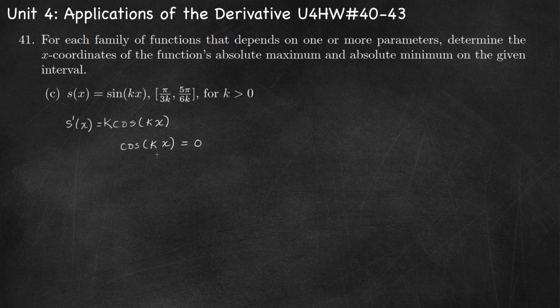And then cosine is 0 at pi over 2 plus multiples of pi. So that means that kx would equal pi over 2 or 3 pi over 2, and then plus multiples of pi from that. So plus pi, I'm not going to use k because we already have a k in this problem, so we'll just say n for some integer n. Now solving for x, we would divide everything by k, so that gives us x equals pi over 2k or 3 pi over 2k plus pi over k n.